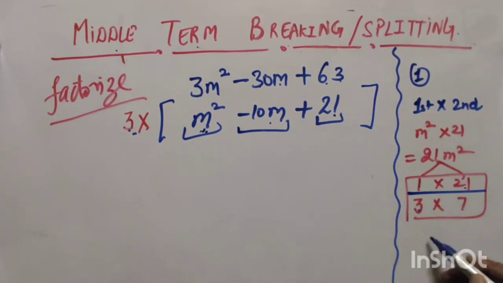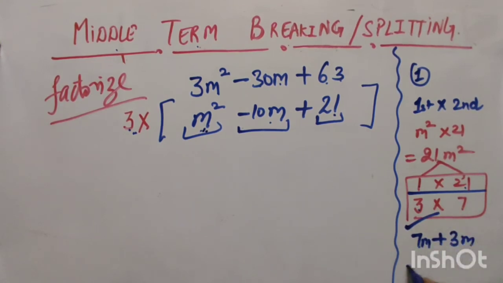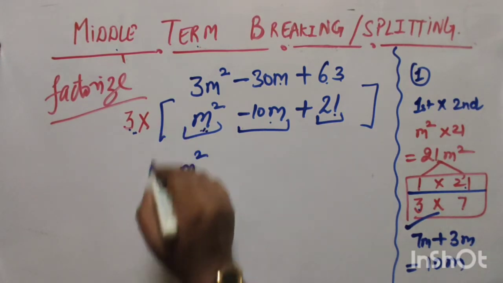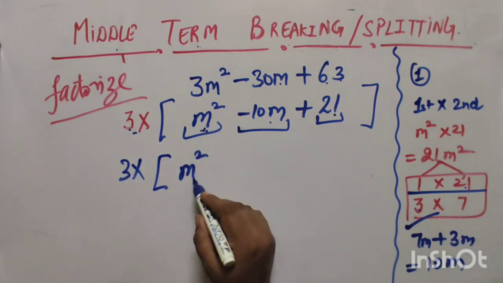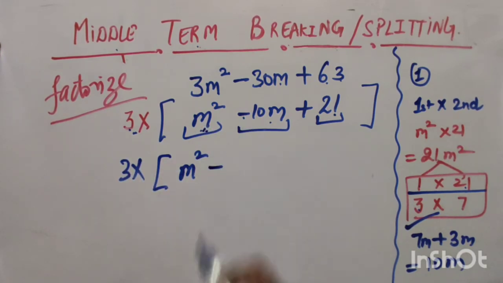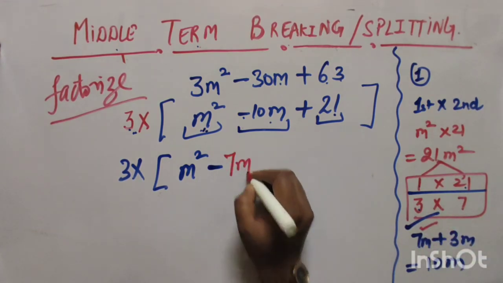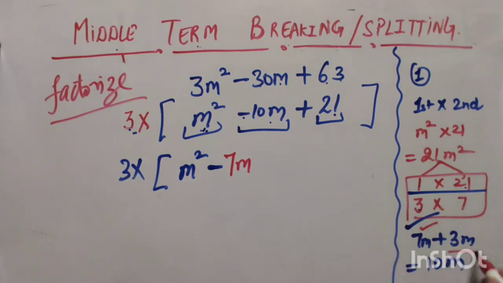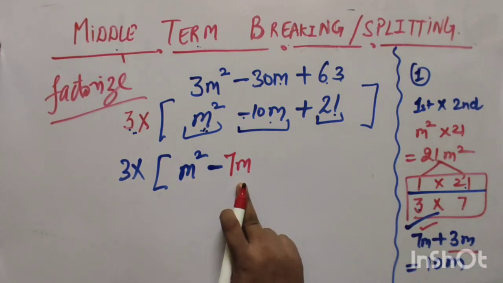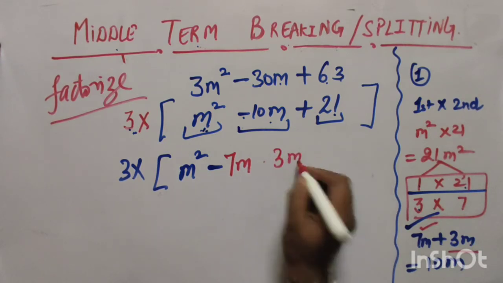Which group, according to you, when we add or subtract, will give us 10m? Definitely group number 2, because when we add 7m and 3m, we get 10m, right? So now we are going to do it here. We will write m square as it is. Here is a negative sign, so we will put a negative sign. And since 7 is the bigger number, we will write the factor 7m first and the smaller factor after the bigger factor, that is 3m.